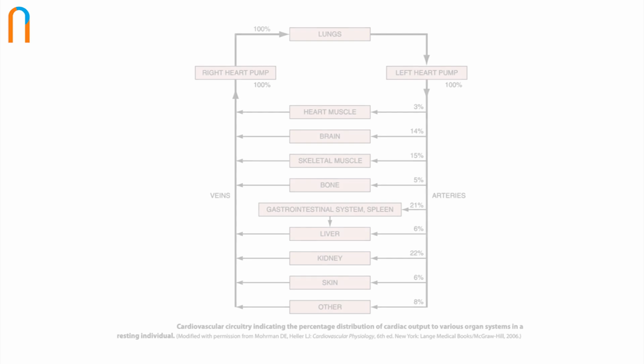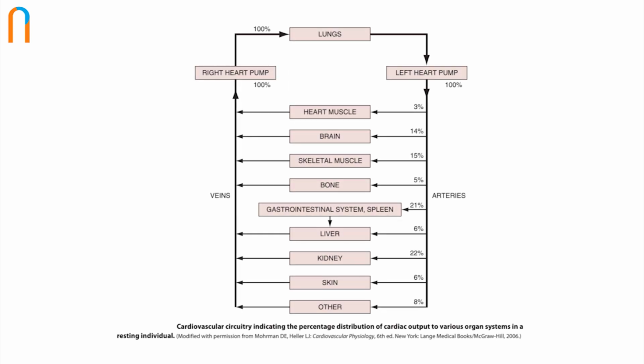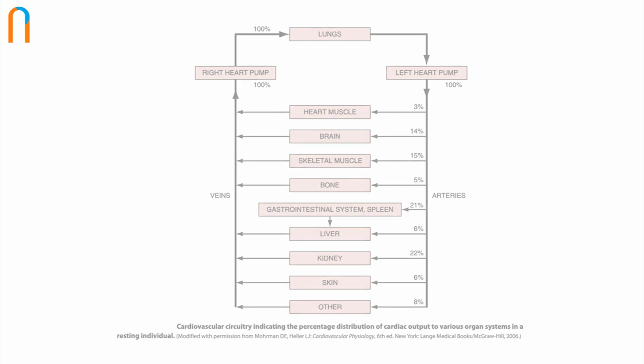The overall resistance to flow through the entire systemic circulation is called the total peripheral resistance. Because the systemic organs are generally arranged in parallel, the vascular resistance of each organ contributes to the total peripheral resistance according to the parallel resistance equation.